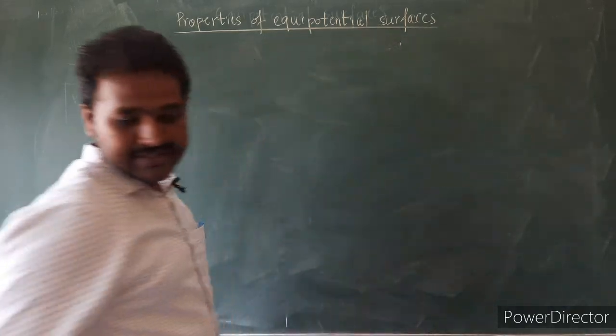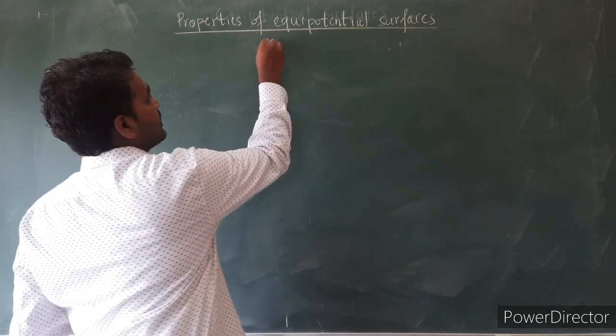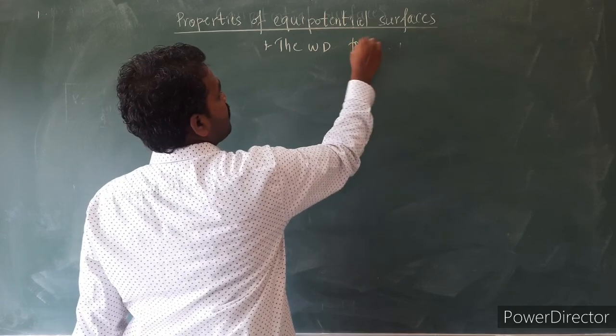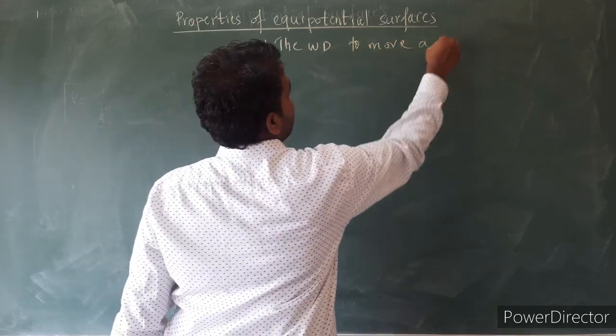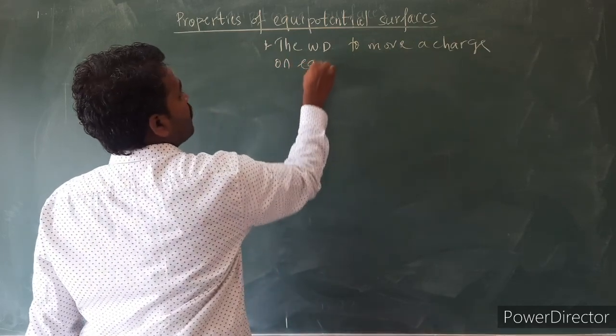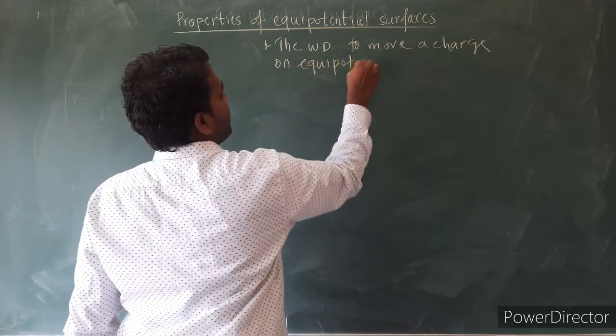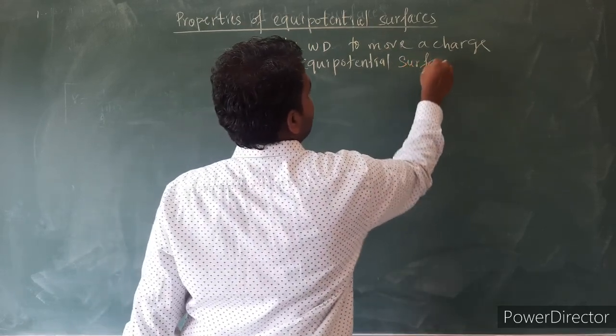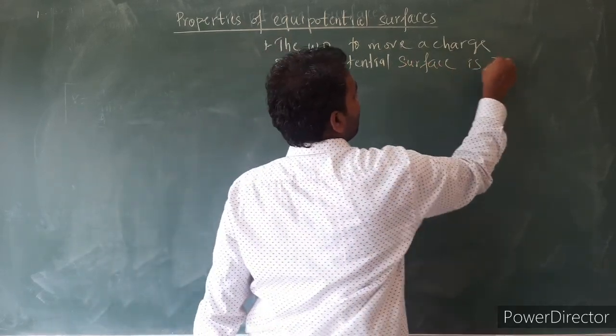Yes. Then the second property we can write as: the work done to move a charge on an equipotential surface is 0.